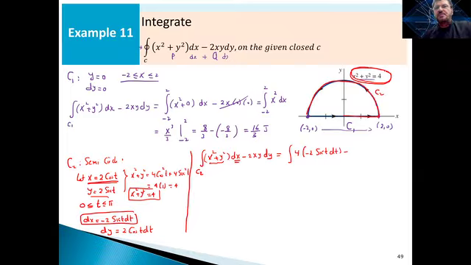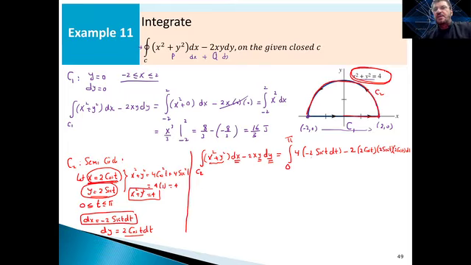Now, minus 2 times x. What's x? x now is 2 cosine t, times y. y is 2 sine t, times dy. What's dy? It's 2 cosine t dt, which is from 0 to pi. Everything's changing to t, as you see.